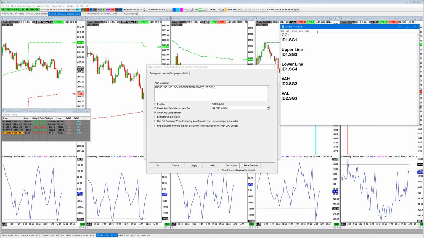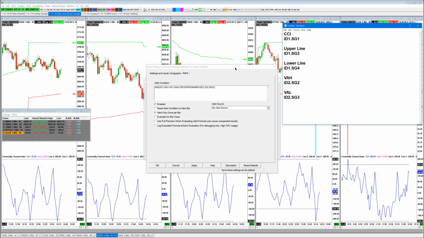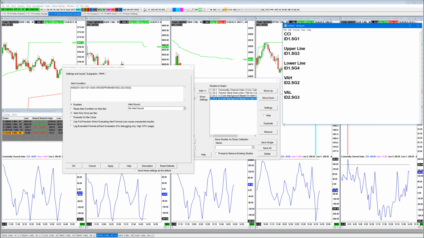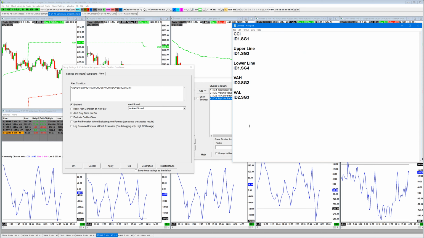So I'm going to demonstrate to you how I might think this through. Like if I were just doing this myself, how would I go through the process of doing this? Well, the first thing I would think is, all right, what's the first thing that I really care about? What's the most obvious is that the CCI needs to be below negative 200. So what is our operator for the CCI? Okay, it's id1.sg1, right? So I'm just going to copy that.